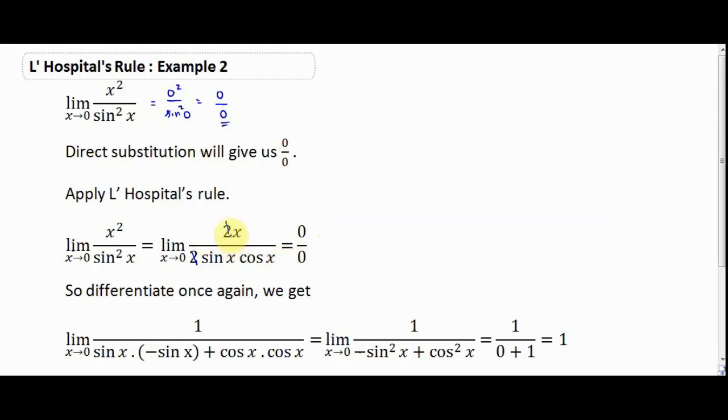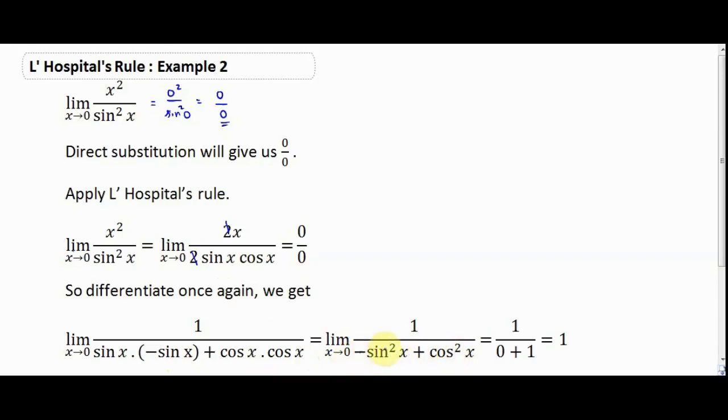So let's differentiate the numerator, that is x. So when you differentiate x, we will get 1. When you differentiate sin x into cos x, we will get sin x into d by dx of cos x, that is minus sin x, plus cos x into d by dx of sin x, that is cos x. So we will get the expression as 1 divided by minus sin square x plus cos square x.